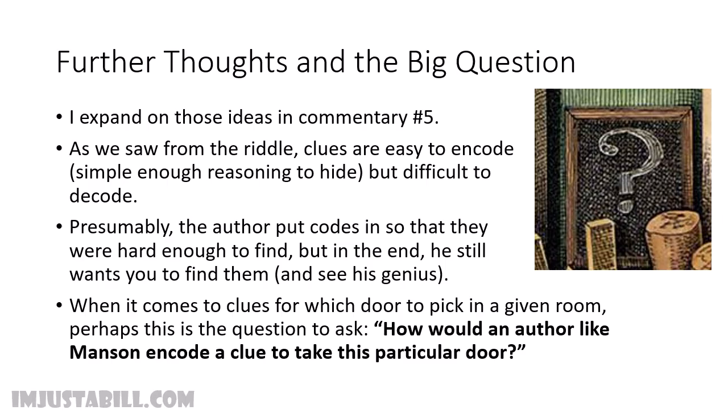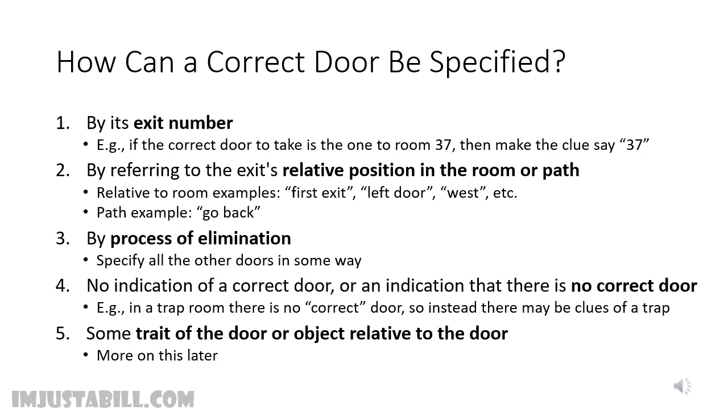Let me explain more of what I mean by that. Let's take it back even further and think, what would be a way to specify a correct door in a room? Think about all the different ways you can specify a door. Well, one thing, you can specify a door by its exit number. So, for example, if you're in a room and the correct door to take is the door to room 37, then there should be some way to encode the clue 37, the number 37, somewhere.